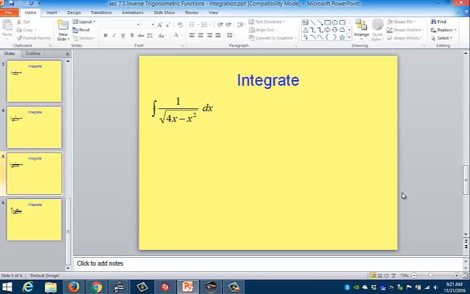This one is a classic Calc 2 problem. They say integrate this, and you're like, what? It doesn't look like any of them. Well, you have to make it look like them. And so I'm going to work through the details with you. And that's going to end class today.